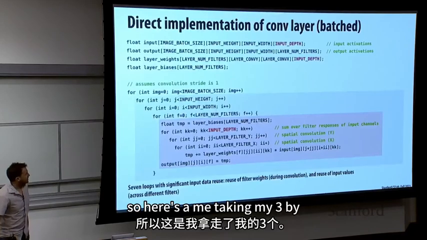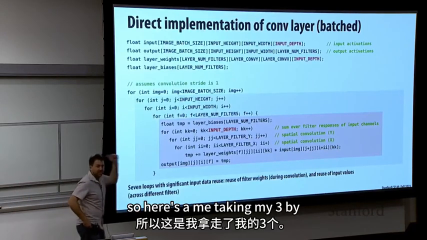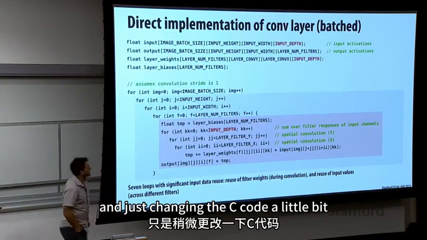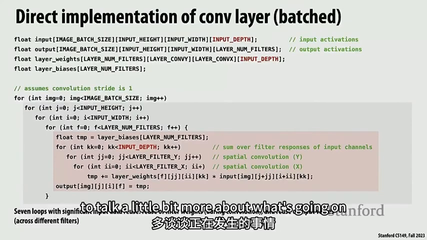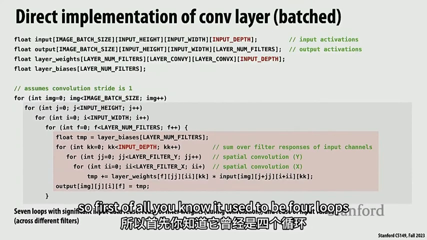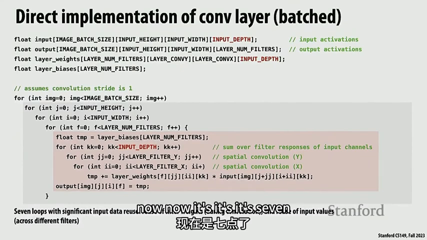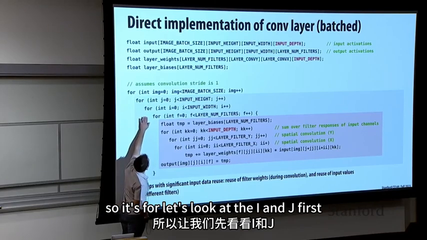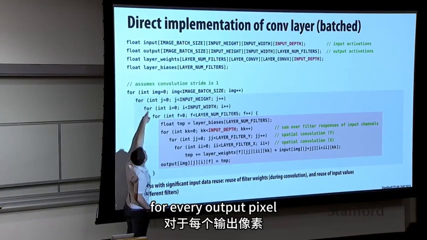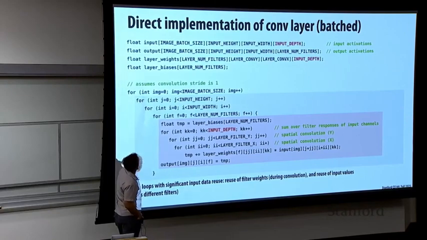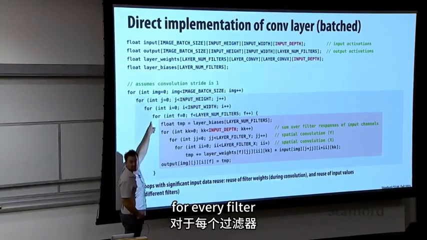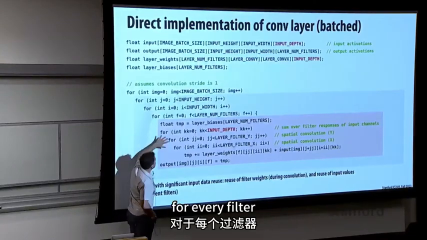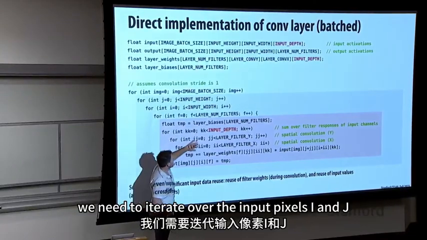So here's me taking my 3x3 convolution slide and just changing the C code a little bit to talk a little bit more about what's going on. So first of all, it used to be 4 loops, now it's 7. So let's look at the I and J first. For every output pixel, for every filter, we need to iterate over the input pixels I and J.